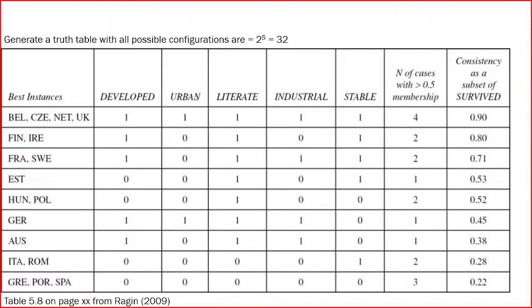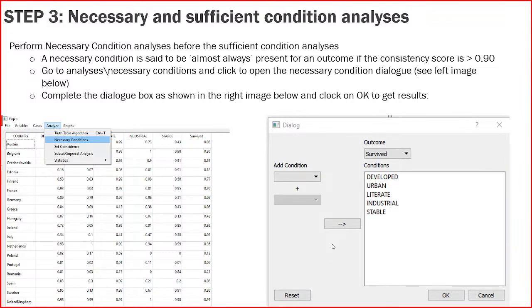So these 4 cases belong to the first configuration with this consistency score. Previously, I showed the software output that Ahmed showed you, and this is a table from Ragin's book. Anything more than 80 would be considered as contributing to survival. Anything less than 80 would not be considered as contributing to survival. Okay. Now Ahmed ran that necessity analysis.